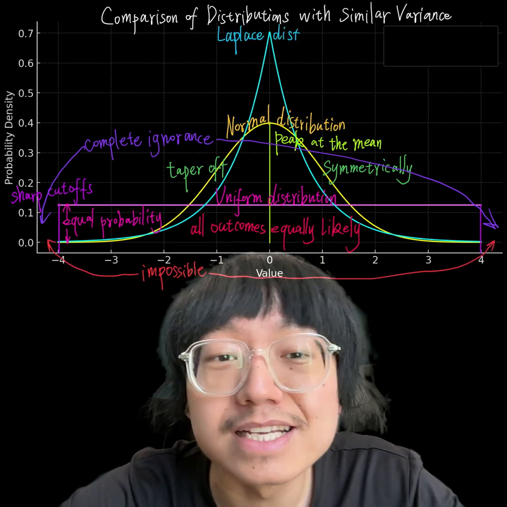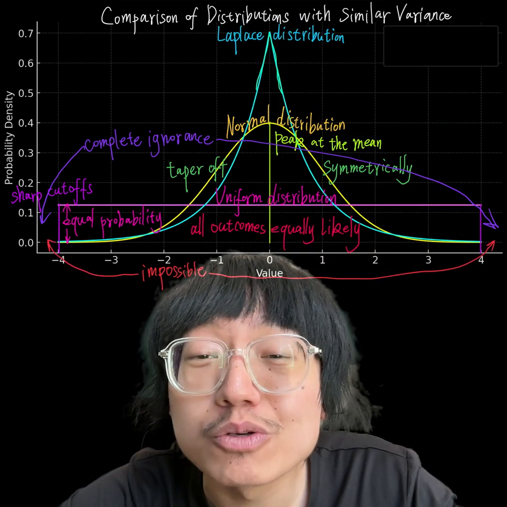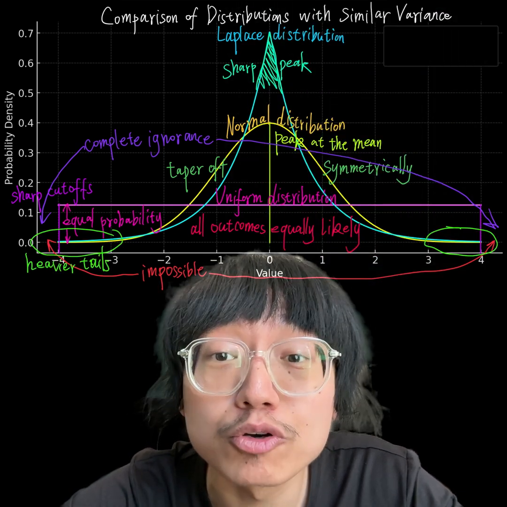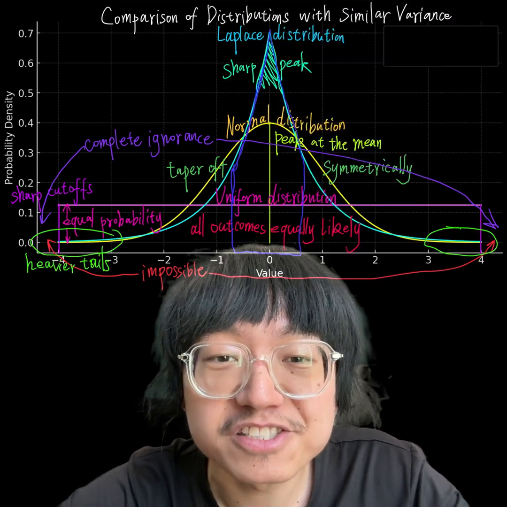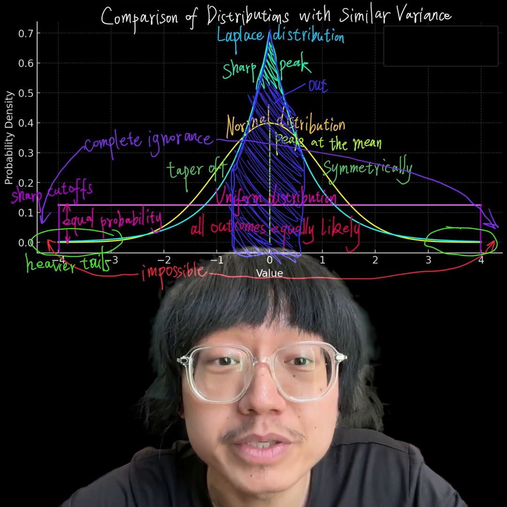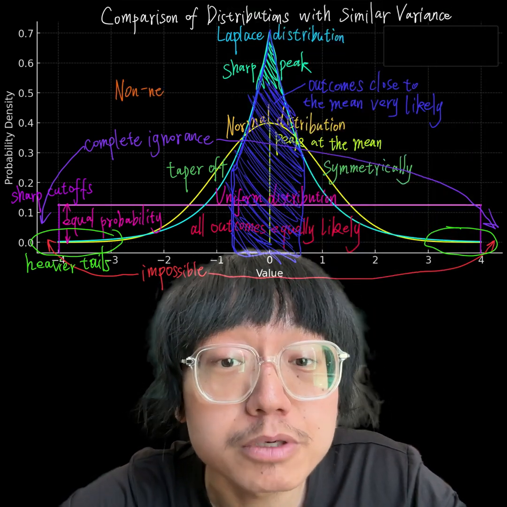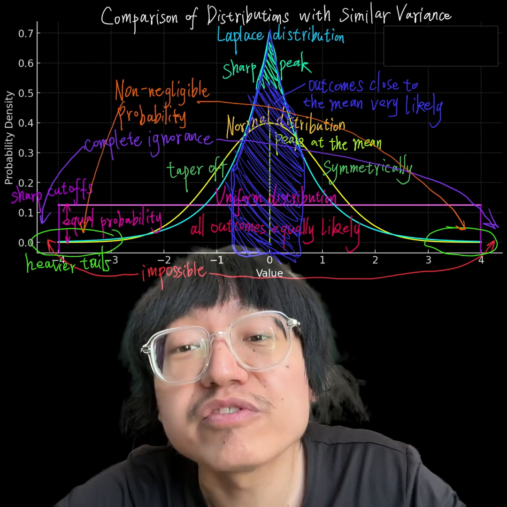And the third one is the Laplace distribution, which shows a sharper peak at the mean and heavier tails than the normal distribution. This suggests that outcomes close to the mean are very likely, but it also allows for a non-negligible probability of extreme values.